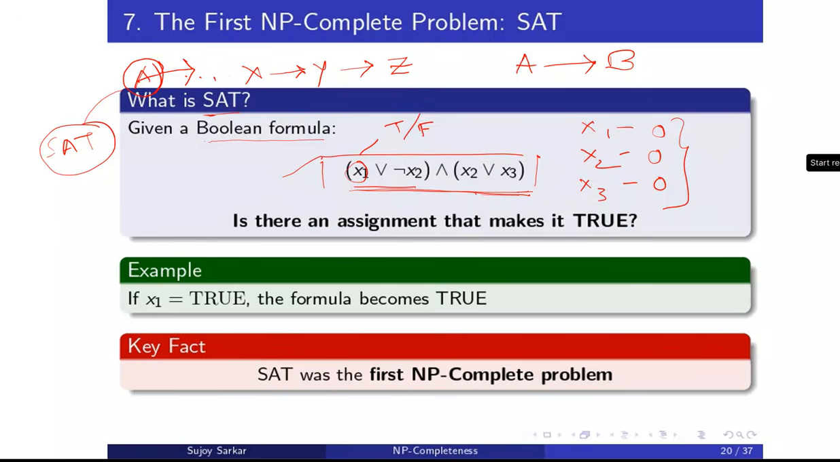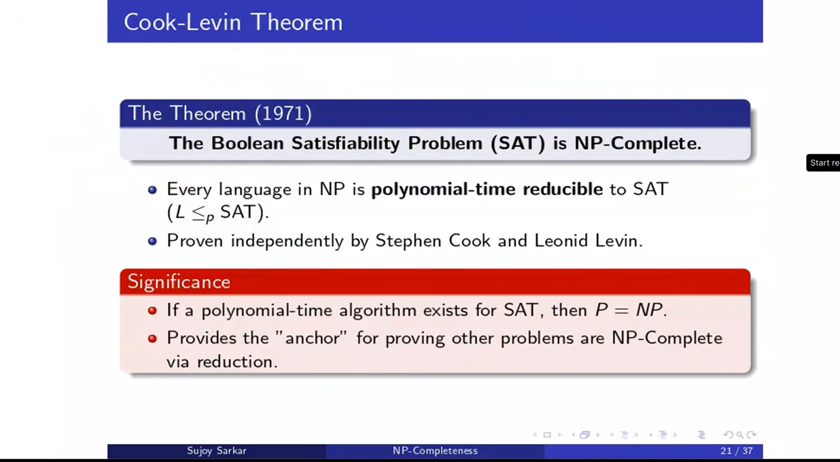For example, here if I take x1 as true and if I take x2 as true, then both the clauses become true and it will be satisfiable, because x1 true, x1 true, fine. x3 does not matter. Okay. So that was the first problem proved to be NP-complete. That we also call Cook's theorem, who proved that the Boolean satisfiability problem or SAT is an NP-complete problem.